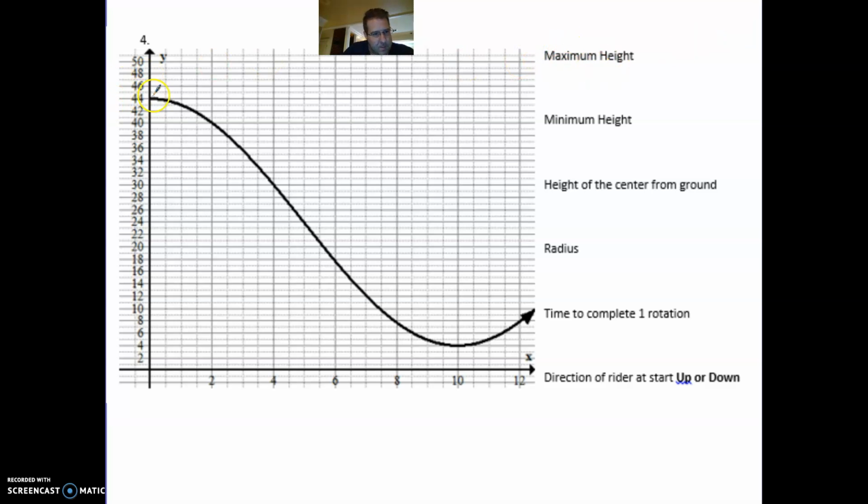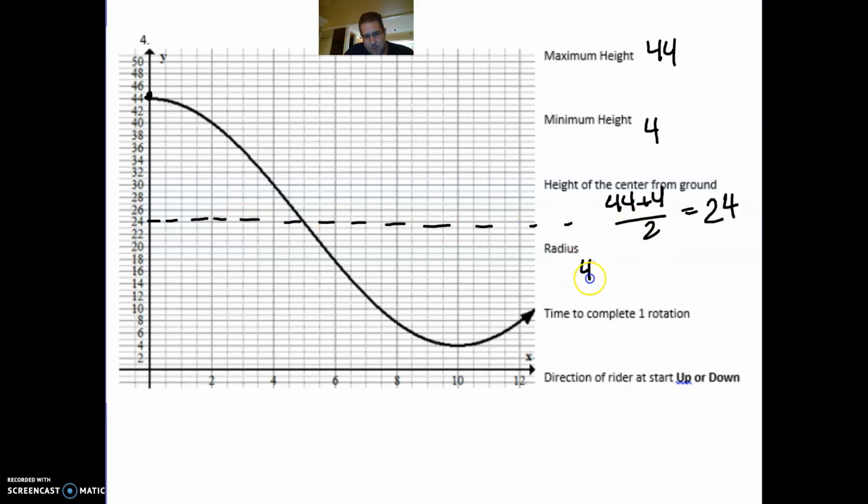Maximum height, so the maximum height is 44. Minimum height, lowest point it ever goes, looks like it's 4. Add those two together and divide by 2. 44 plus 4 makes 48. Divided by 2 makes 24. So 24 is the center height.